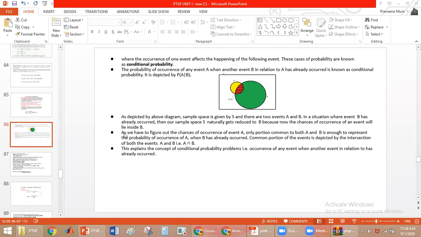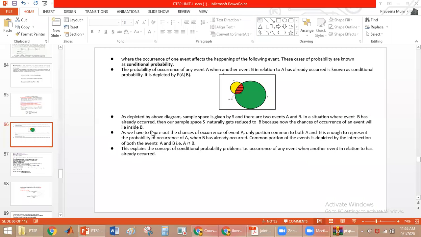As we have to figure out the chance of occurrence of event A, only the portion common to both A and B matters, which we have already discussed. The chance of occurrence of A only in the portion common to both A and B is enough to represent the probability of occurrence of A when B has already occurred. The common portion of the events is represented by the intersection of the two events, A intersection B.